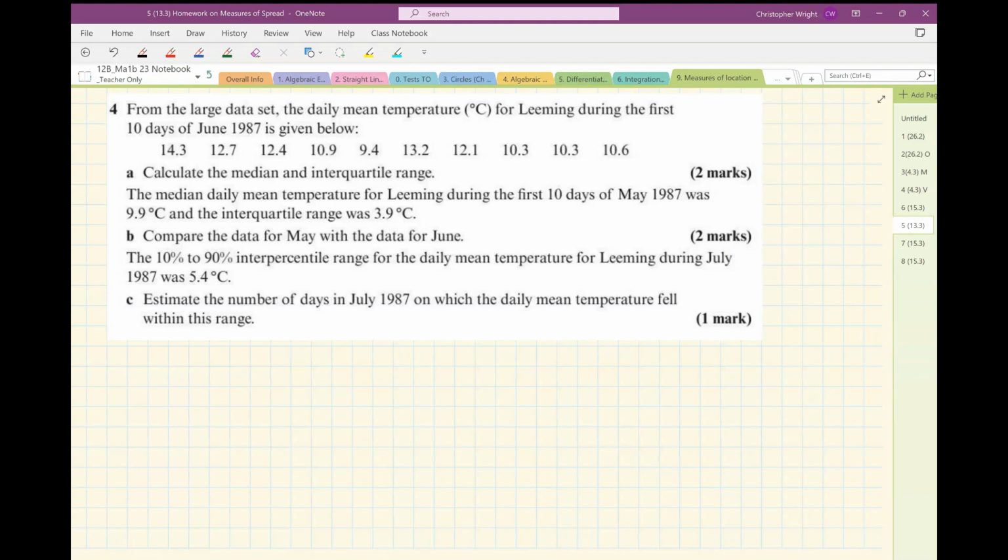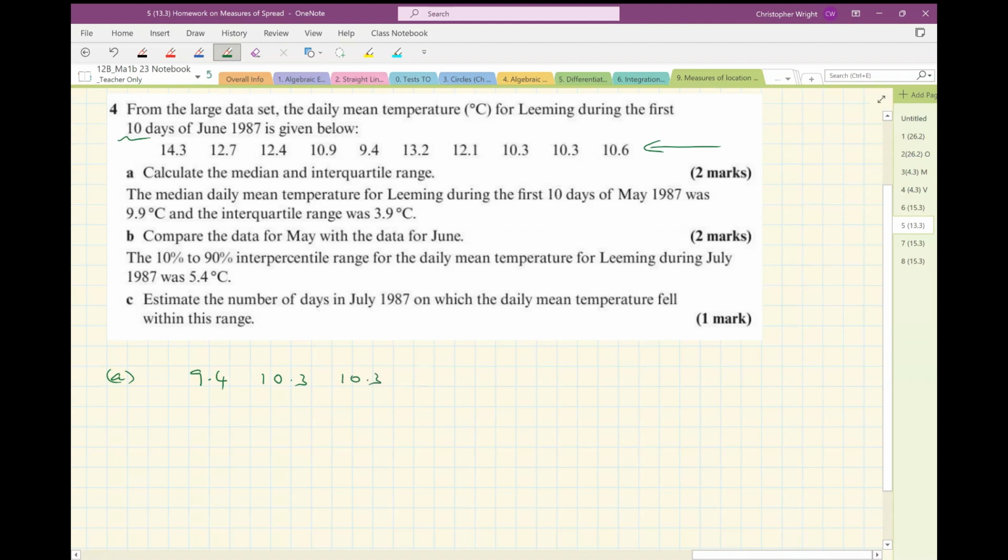Question 4. Right, from the large data set, the daily mean temperature of Leeming during the first 10 days of June 1987 is given below. There they all are. Part A, calculate the median and interquartile range. Well, I'm going to need to have them in order, these 10 days, if I'm going to find the median and the interquartile range. There are only 10 of them, so I'm going to write them out in order.